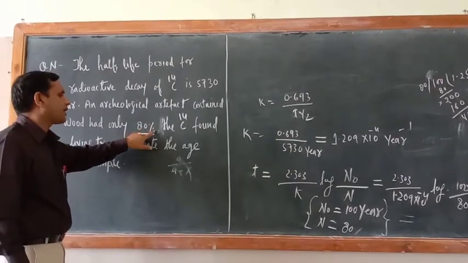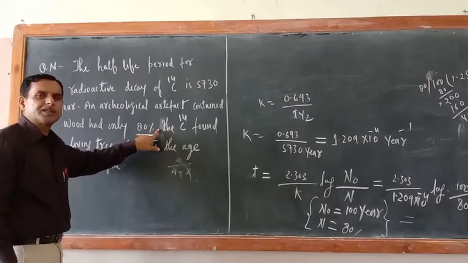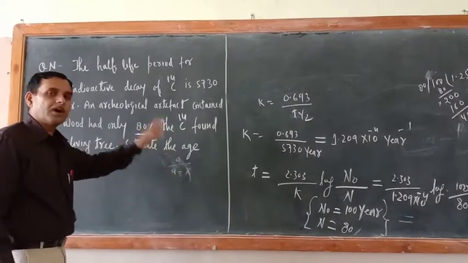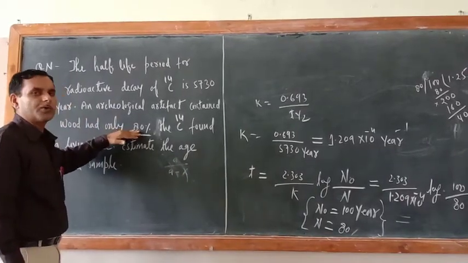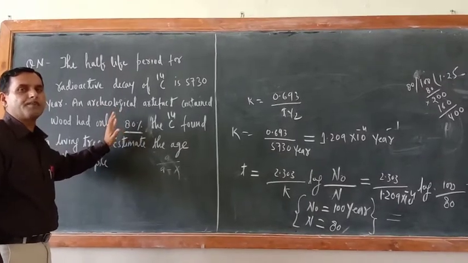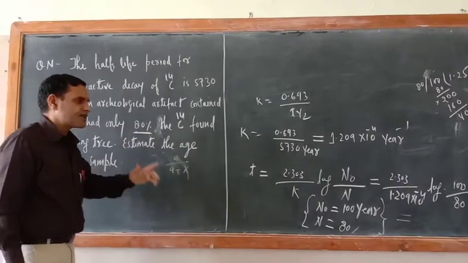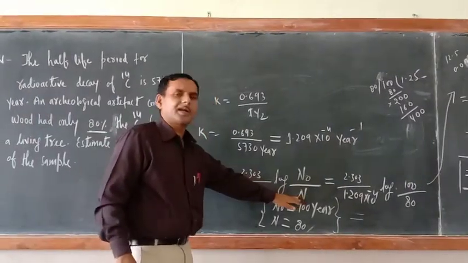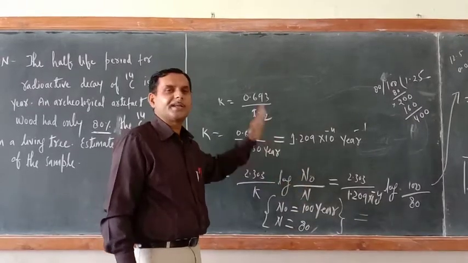If after 80% they had given the words "from its initial concentration", then I would have solved according to the previous numericals. Here it is already told that after time t, the concentration of this sample left is 80% only. Means in place of a, directly you can write 80. Means in place of r, directly you can write 80.